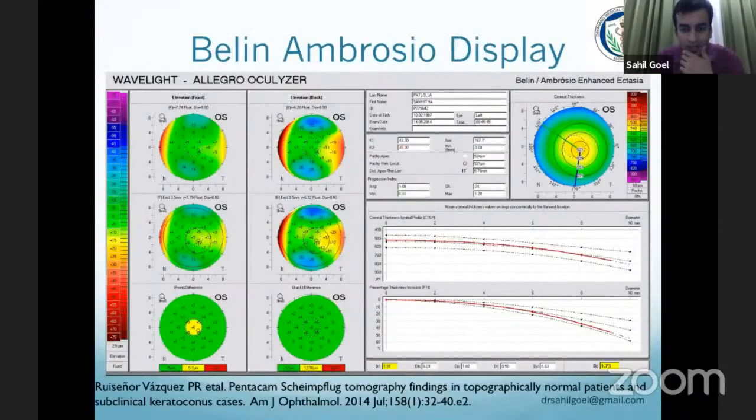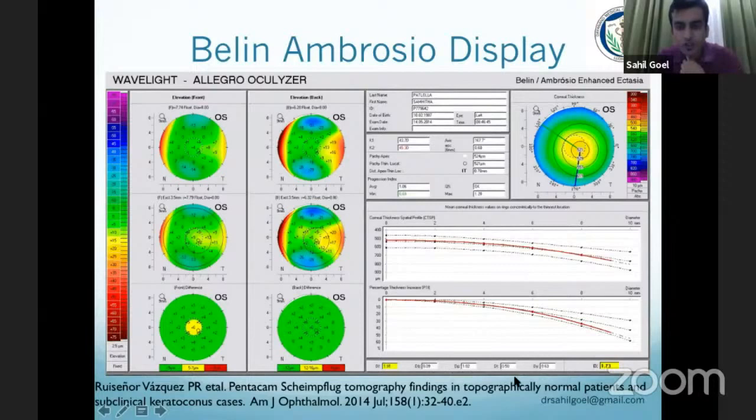So if in 1 minute I can brief the basics of Belin-Ambrosio, what they basically do in Pentacam is they exclude the central 3.5 mm zone, derive another best fit surface, and the difference between the elevation points of the two is what is reflected in this difference. So depending on the cutoffs, they have divided yellow as suspect and red as keratoconus. This is deviation of the front surface. This is deviation of the back surface.